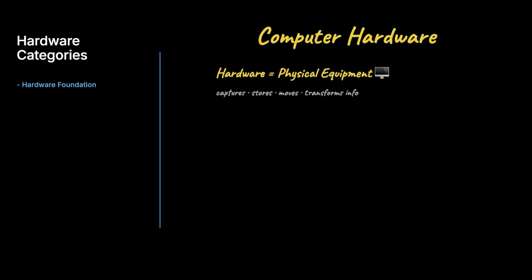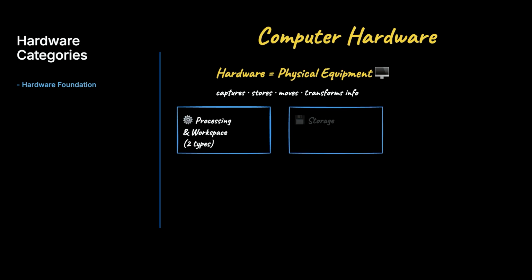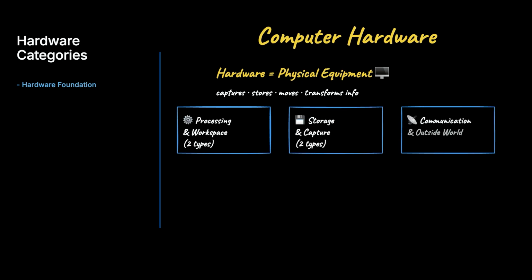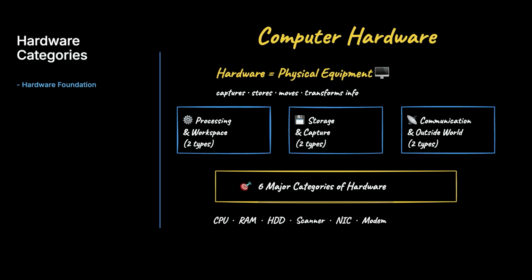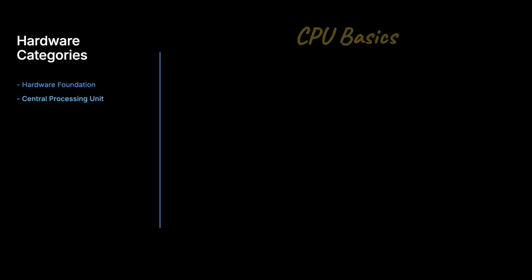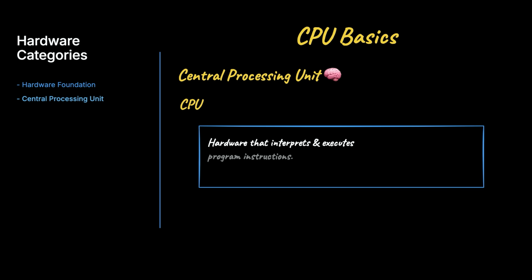Let us start with the foundation of everything: computer hardware. Hardware is the physical equipment that captures, stores, moves, and transforms information across an organization. The course groups all hardware into 6 major categories: 2 handle processing and workspace, 2 handle long-term storage and capture, and 2 handle communication with the outside world. The first category is the Central Processing Unit, or CPU, often called the processor. This is the hardware that interprets and executes program instructions and coordinates how all the other devices work together. Think of it as the brain of the machine. Every other device answers to it. Examples include Intel, AMD, and Apple chips.